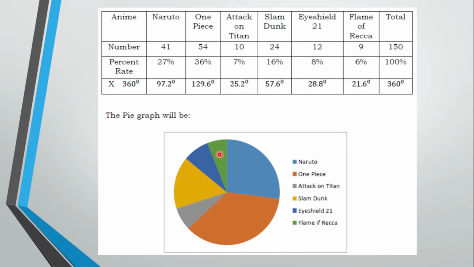So as you can see, pinakamaliit dito yung Flame of Recca, which is only 6%. Ito siya, yung green. Pinakamalaki dyan yung One Piece, which is 36%.